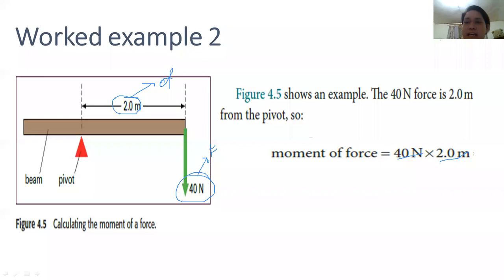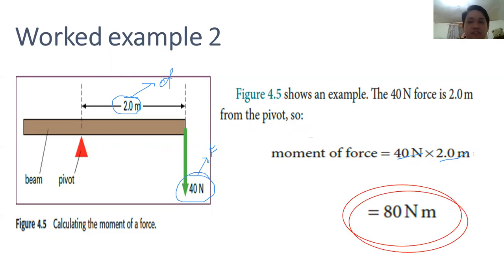Now let's just multiply. That gives us 40 Newton times 2.0 meter, which is 80 Newton meter, or 80 Nm. So this is our answer. I hope all of you have the same answer on the screen. I guess you got the concept already. Very easy. Just memorize the formula: moment of force is equal to F times D.